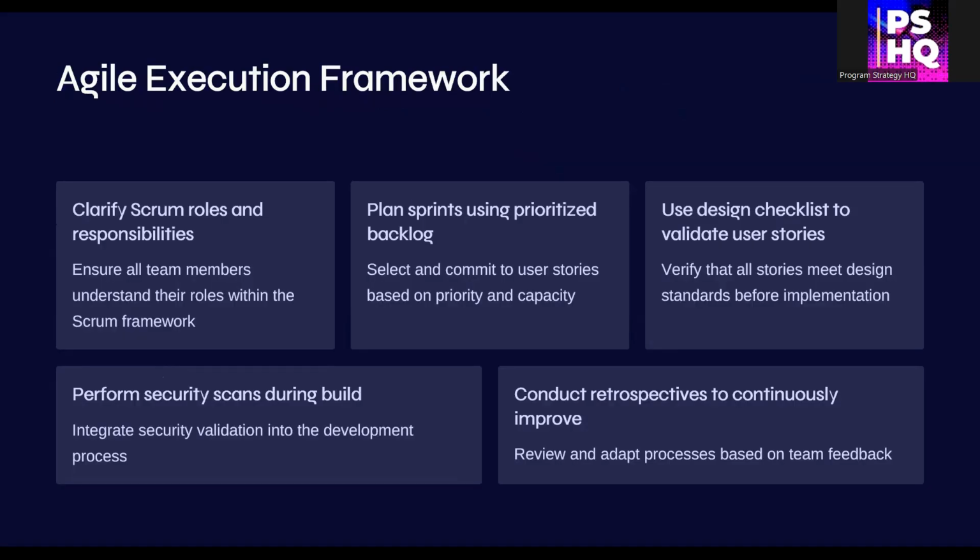Agile delivery begins with clear roles and responsibilities. Ensure every team member understands their roles: product owner, scrum master, developer. Plan sprints using a prioritized backlog and commit to achievable outcomes. Use definition of ready and design checklists to validate stories before implementation. Integrate security scans into every sprint build, and end each sprint with a retrospective to reflect, adapt, and improve.